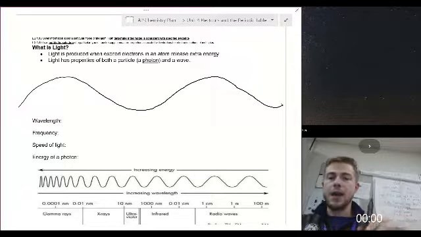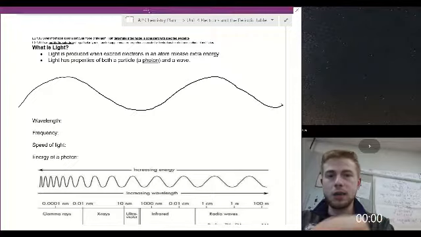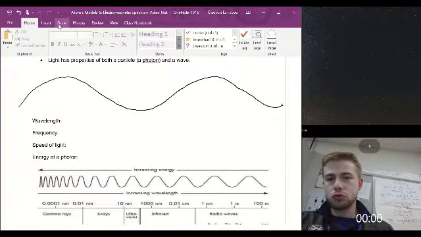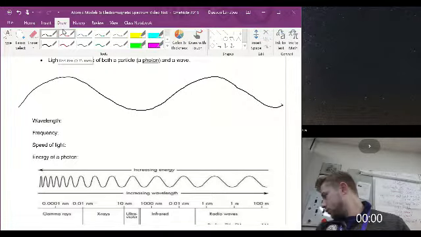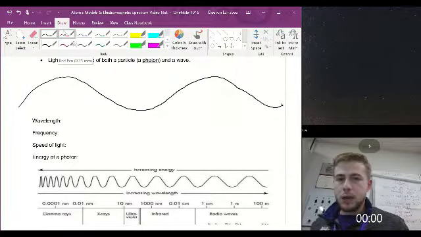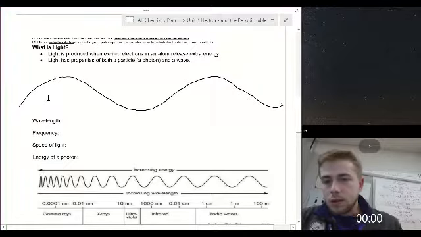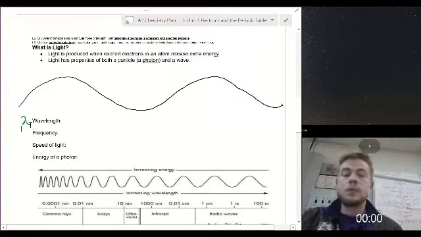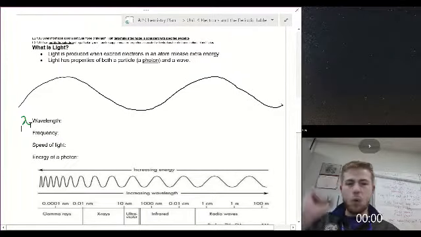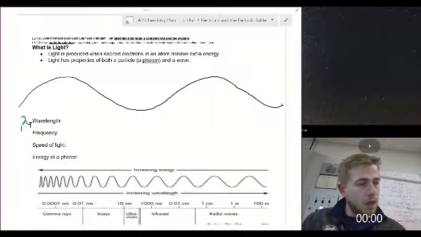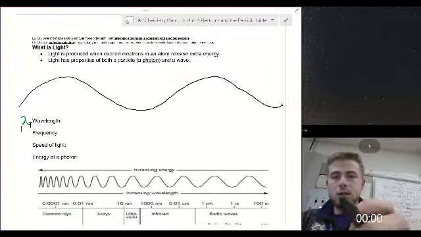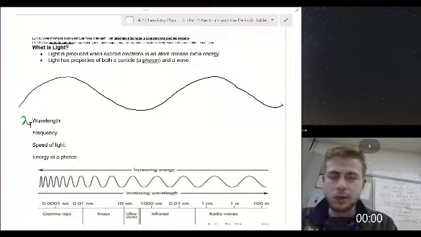Okay, so light has a couple of different properties. It has what's known as wavelength. I'm going to change my color for this one. I'll use green for wavelength. Wavelength is represented by the Greek symbol lambda. It looks like kind of an upside down Y. It also has a frequency. Actually, I'll just do wavelength first. We'll focus on one at a time.